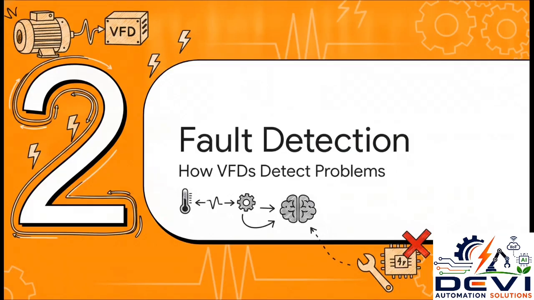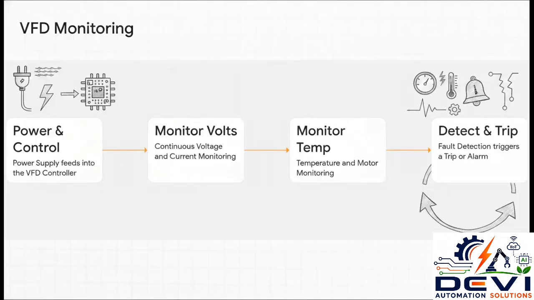Section 2, the diagnosis. How exactly do VFDs even detect these problems in the first place? You can think of the VFD like a doctor that is continuously checking the vital signs of your machine. It all starts with the power supply feeding into the VFD controller. From there, the drive does this real-time continuous monitoring. It's checking the voltage, it's checking the current, it's feeling out the internal temperature, and it's tracking the motor's overall performance. If absolutely any of these parameters cross over a safe threshold, boom, we hit step 4, fault detection. This immediately triggers that protective trip or an alarm. It's just this continuous, high-speed loop of protection.